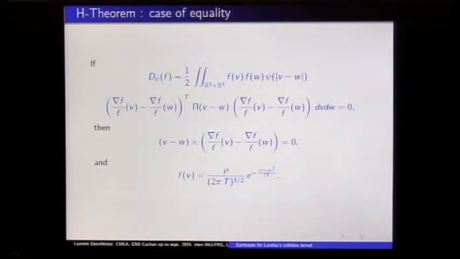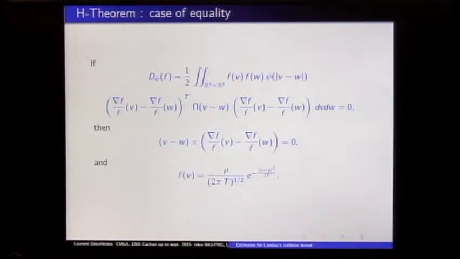It's quite easy to see that when F is a Gaussian function of V, then this quantity is equal to zero. Let me explain briefly how it works. If you take the gradient of this and you divide by F, what you get is exactly something which is affine with respect to V. Then you take it at point V and you remove the same function at point W. So it's as if this quantity was linear in terms of V. So you get a constant times V minus W, and you take the cross product with V minus W and you get zero. Of course, if you want to prove that this implies this, it's much more complicated.